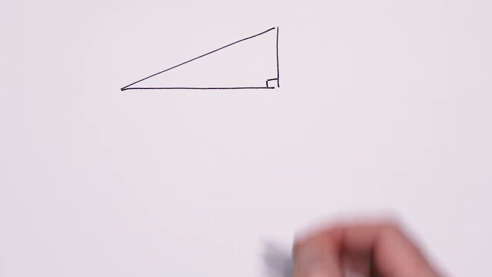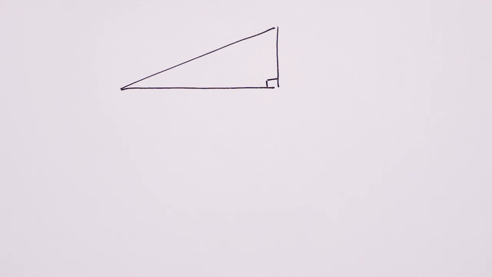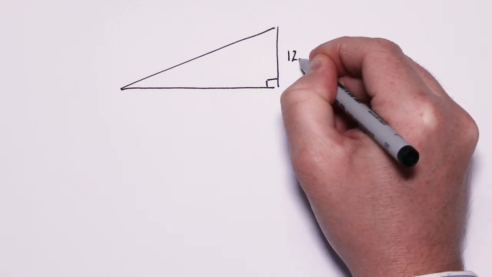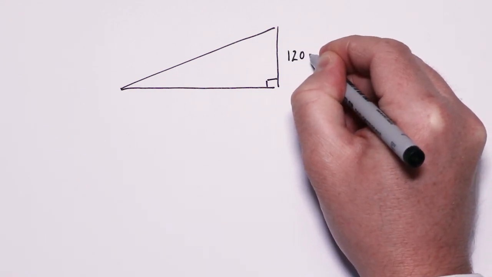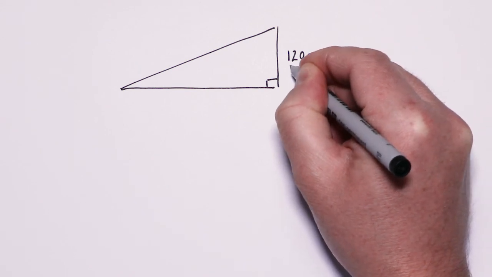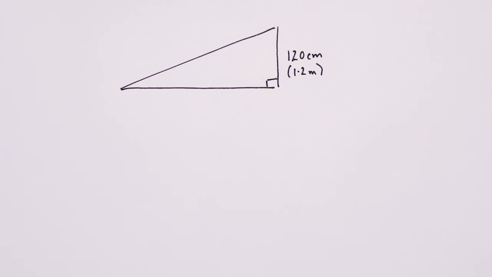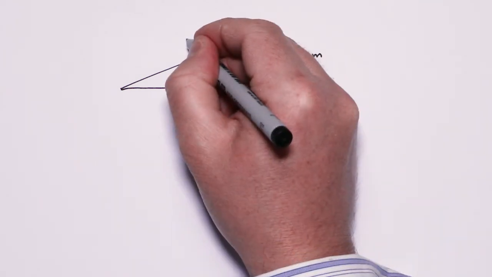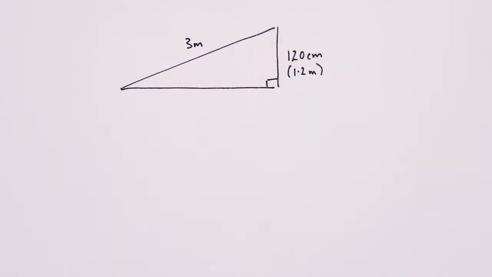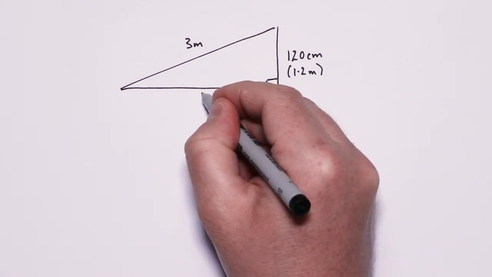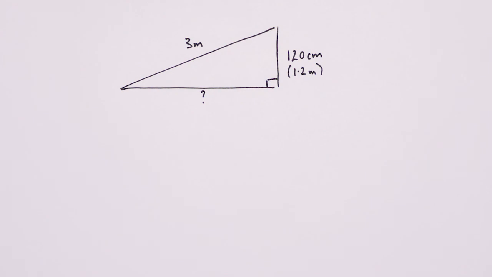This is a right angled triangle. We know that it's 120 centimeters tall, otherwise 1.2 meters. We know that the plank is 3 meters long. Now we have to find the length of this side. Now we don't have an angle in this case, so we can't use trigonometry. We have to use Pythagoras Theorem.